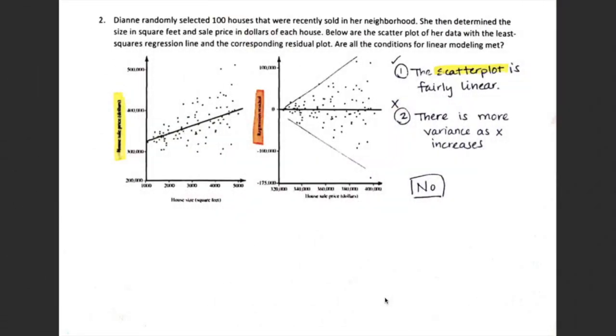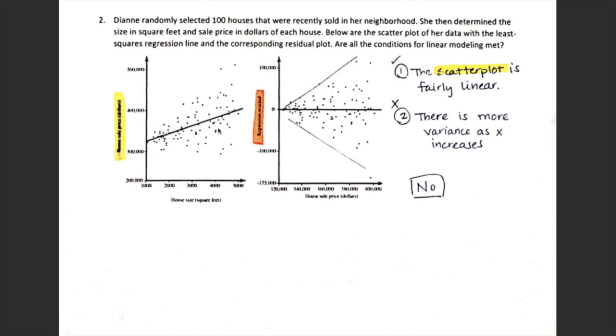Okay, let's talk about number two. Was asking the same question. Are the conditions met? So the first thing you check again is, is your scatter plot fairly linear? Yeah, kind of, right? It's not the greatest, but we could say that they're following a line, right? Be pretty lenient, all right?